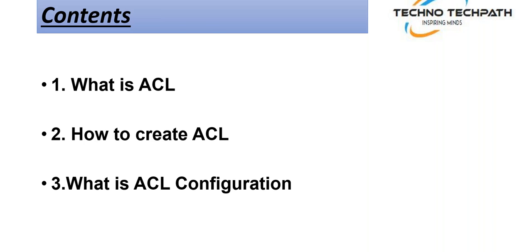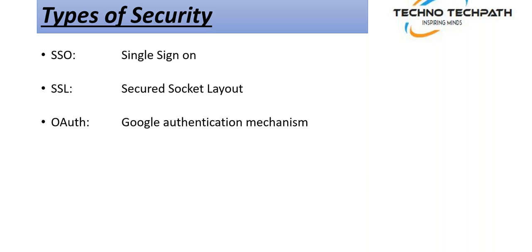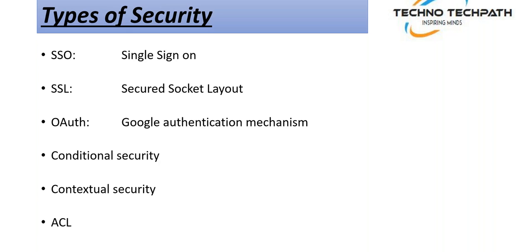So we have different types of security. We have single sign-on, secure socket layer, Google authentication mechanism, conditional security, contextual security, and then we have ACL. Now I'll go to my ServiceNow instance, where I will create the ACL based on the requirement.